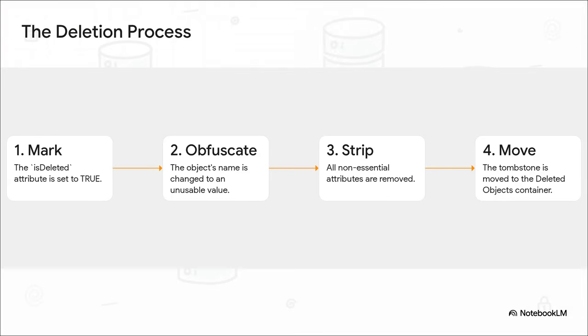So the whole thing is this really deliberate four-step dance. First, it gets marked as deleted. Then, its name gets mangled, so you can't create a new object with the same name and cause a conflict. Then, it's stripped of all its non-essential data. And finally, this new tombstone is moved. See? It's handled just like any other update, ensuring it's done consistently everywhere.